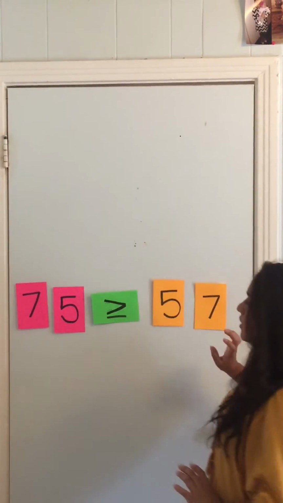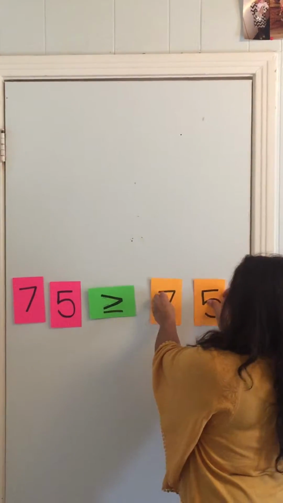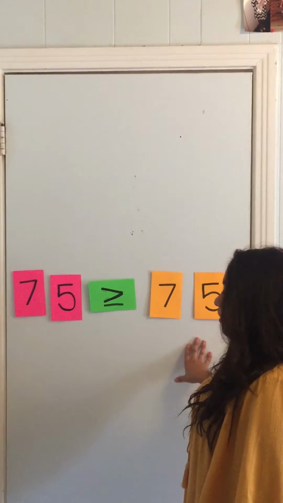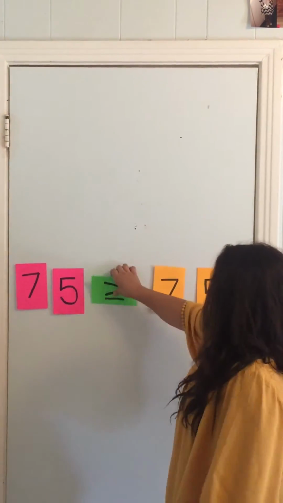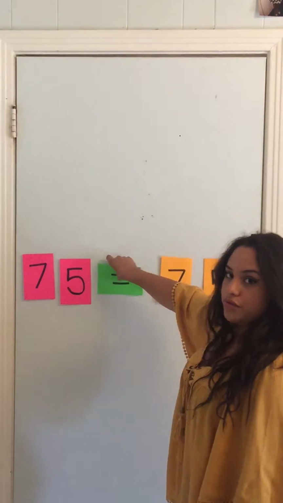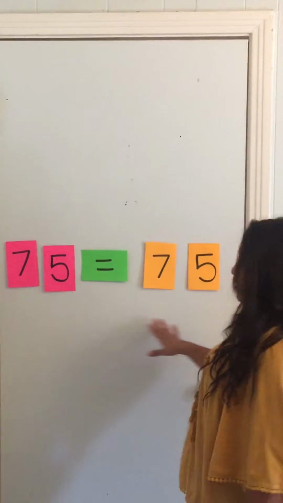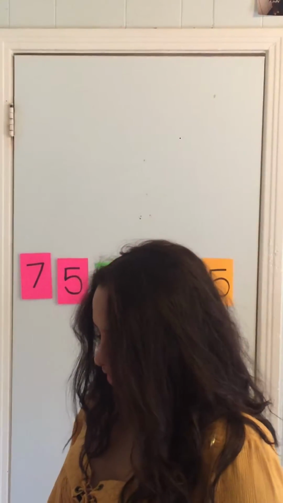So now let's take this number. If we turn them around and flip them, now you have 75 to 75. Now the alligator no longer wants this one. Now the alligator wants both of them, in which it reads 75 is equal to 75. Now let's take another number.